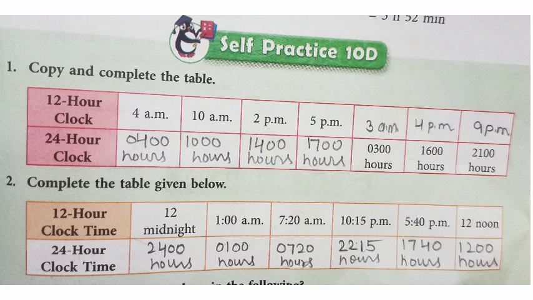Similarly, for the next question, 5:40 p.m. we are given. So for p.m. we have to add 12 in the hours. So 12 plus 5, 17. So your answer will be 1740 hours. And for 12 noon, we write 1200 hours. Question number 3 and question number 4 of 10D you will do in your notebook.